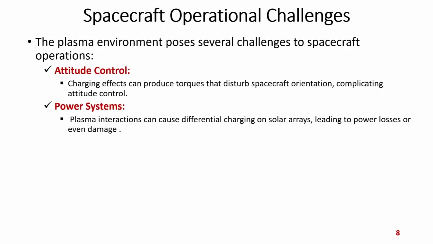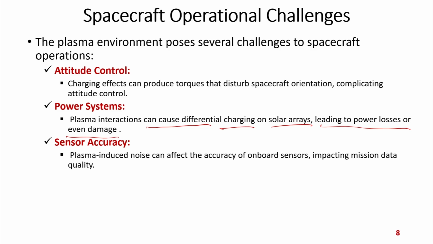Then the power system. Plasma interactions can cause differential charging on the solar arrays also. If that happens, it will lead to power loss or even damage. Then sensor accuracy. Plasma-induced noise can affect the accuracy of the onboard sensors.